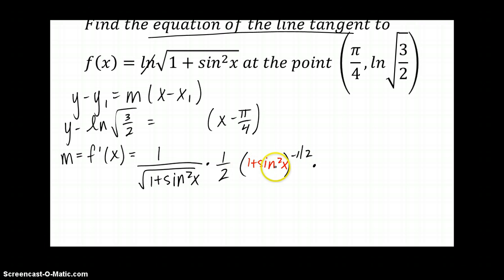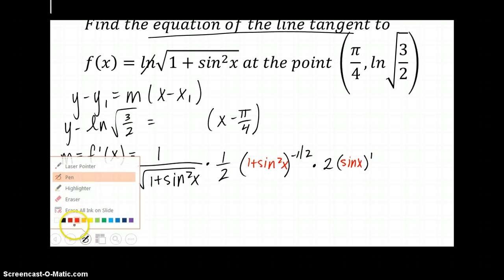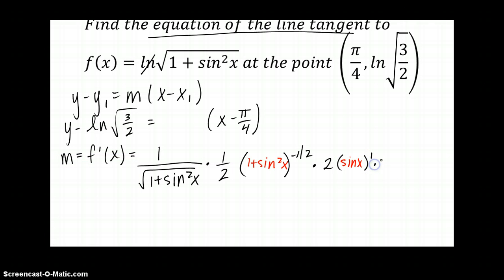The derivative of the inside is the chain rule again. Outermost function is the squaring function. So 2 times that function to the first power. And what were we squaring? We were squaring the sine of x. And then lastly, multiplied by the derivative of sine, which is positive cosine.